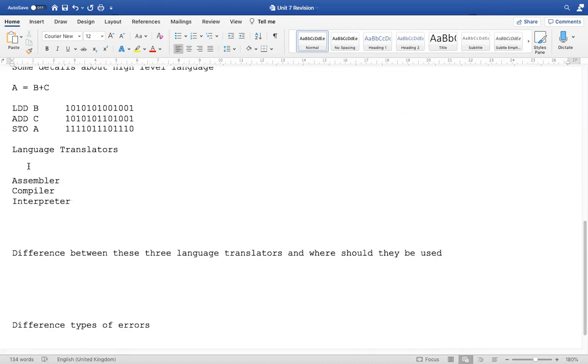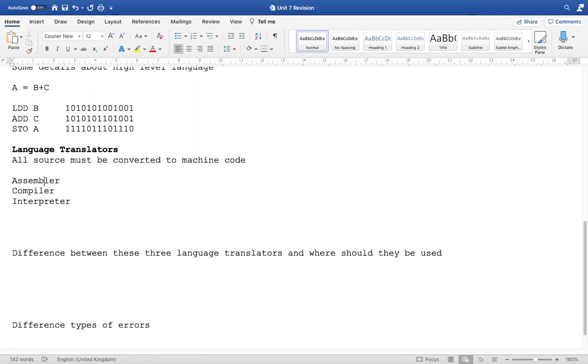And now let's look at the differences between our language translators, namely the assembler, compiler, and interpreter. Okay, now basically the purpose of a language translator is that, as I mentioned before, all source code must be converted to machine code. So may it be assembly language, may it be high-level language, it all has to be converted to machine code. So whatever you do, the end result is machine code. Therefore, you will always need some sort of language translator to convert to machine code.